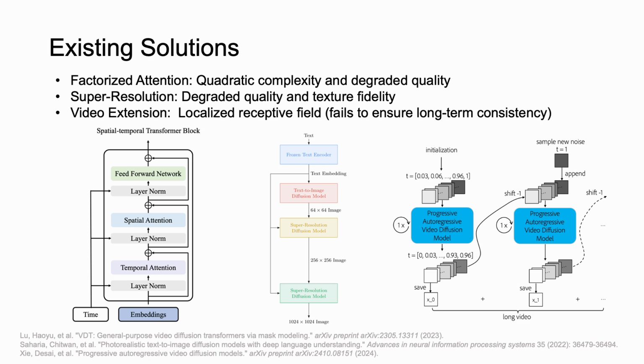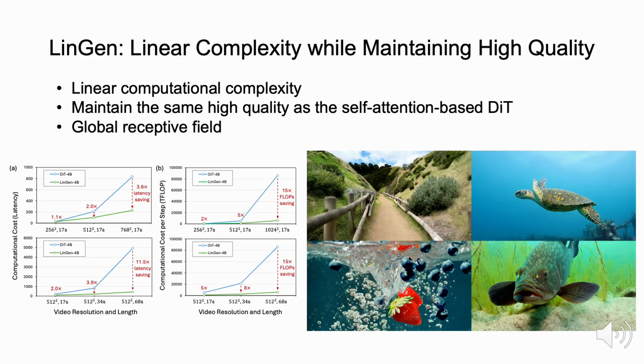Lots of recent papers also try to use video extension to generate long videos. The high-level idea is generating the next several frames while conditioning on the previous frames. Such a pattern has a localized receptive field and fails to ensure long-term consistency, such as a man who disappears in the initial seconds and shows up again in the last several seconds.